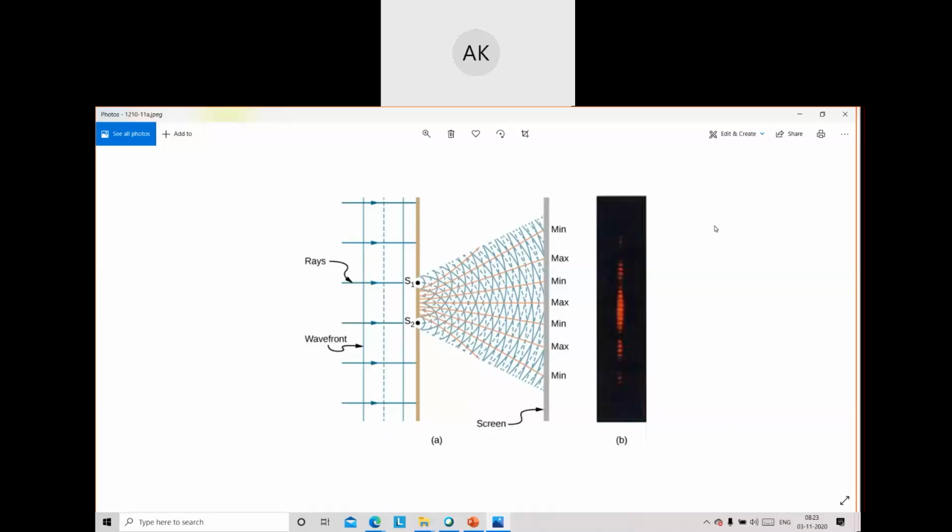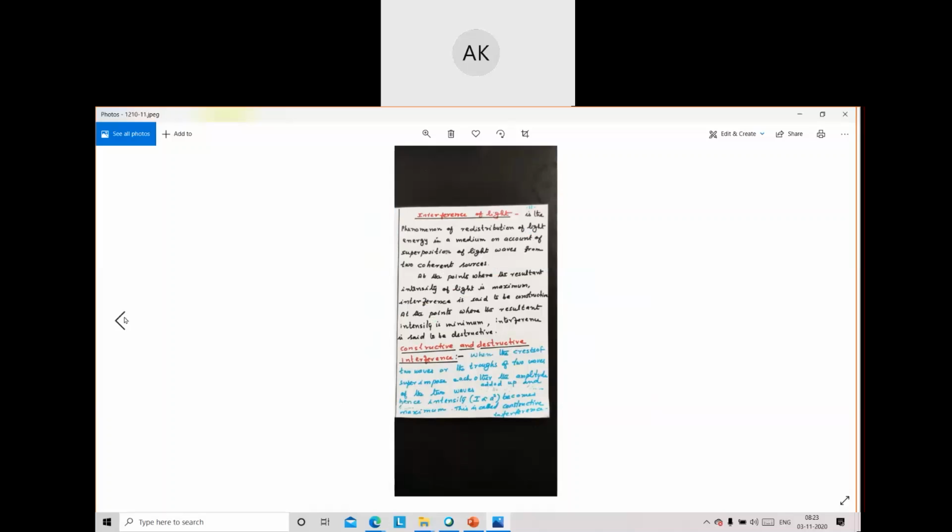So interference can be explained only based on the wave theory of light. And on the screen you can see bright, dark fringes like that. So this is the interference I explained last class.